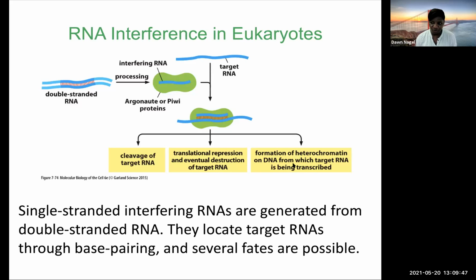Do you guys remember what heterochromatin is, or what kind of control it has on gene expression? Tight, yeah, exactly. So tight chromatin. Heterochromatin is where the chromatin is completely compacted. So it can also force that region to be heterochromatic and of course silence the gene that way.